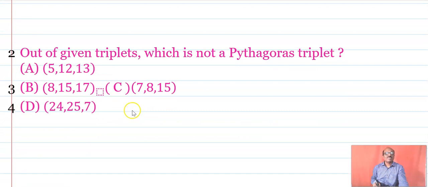Okay, now the next question. Now the question number 2. Out of the given triplet, which is not a Pythagoras triplet?